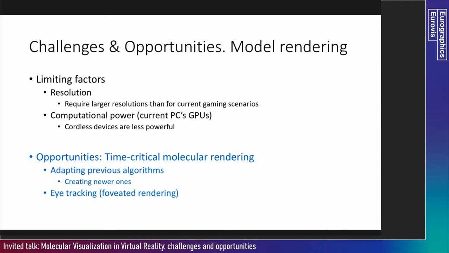So in order to have this time-critical rendering, we have limiting factors. First, we will require larger resolutions than for current gaming scenarios. I will talk about this later on. And we have a computational power that is limited because in HMD displays, we use the current PCs' GPUs. If we try to move to even fancier devices, such as cordless devices, these are less powerful. So we are even more limited in power. In this case, we have interesting opportunities in creating time-critical molecular rendering algorithms, maybe by adapting previous research or creating newer ones, or even using foveated rendering, so making use of the eye tracking facilities that modern HMD systems currently have, and we imagine that we will have in the future.